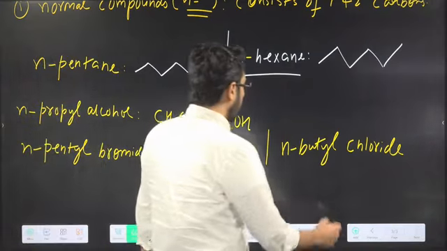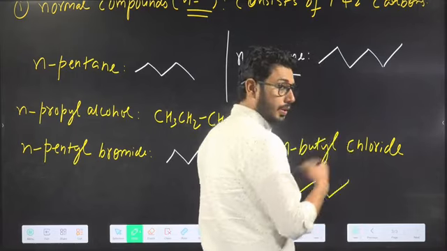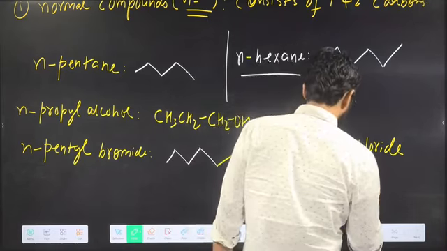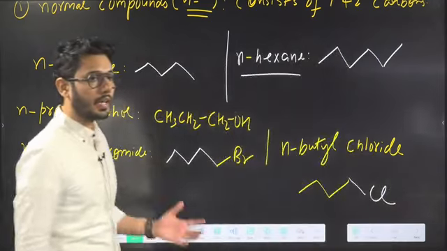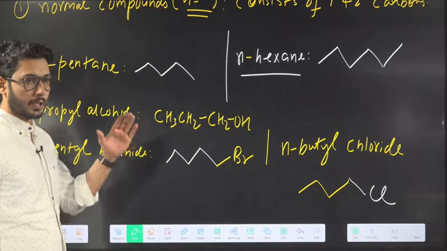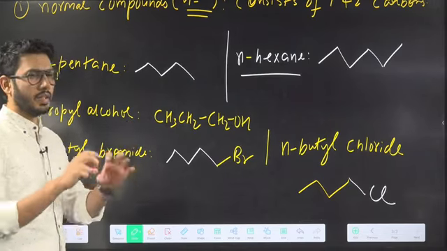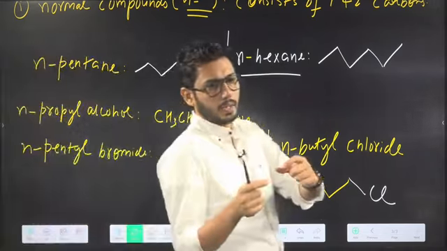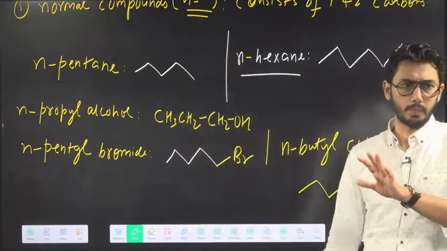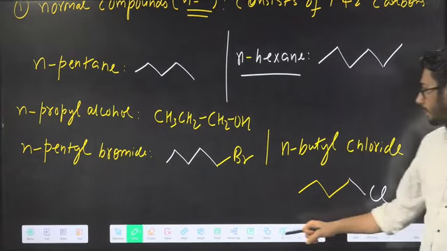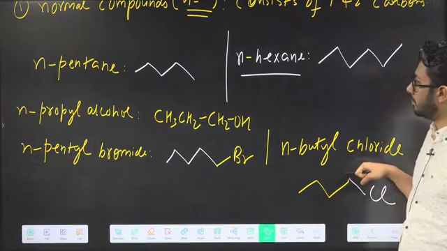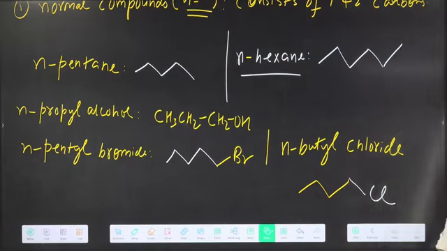Then N-butyl: straight chain of 4, on the terminal carbon Cl is bonded, that's it. So these are important. Why? Because of the reactions. Usage is limited, propyl, butyl, pentyl maximum. You will not get any bulky questions on these common names ever. Okay? Now I'm changing the slide.